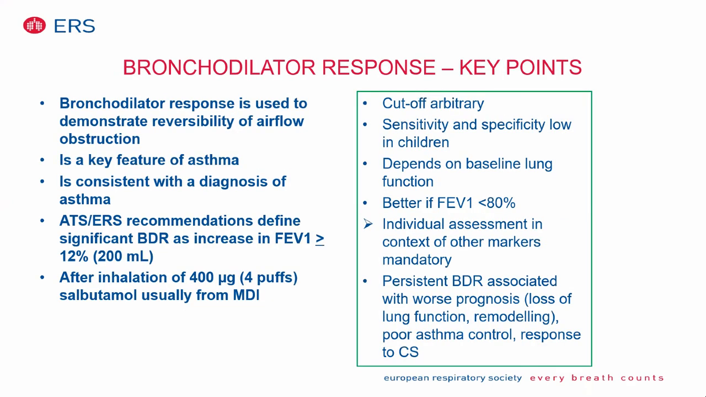Just a few key points for the bronchodilator response. Bronchodilator response is used to demonstrate reversibility of airflow obstruction. It is a key feature of asthma, and if you have bronchodilator response, it supports the diagnosis of asthma. Official recommendations set a cutoff at 12% or 200 mL, and you assess this response after inhalation of 4 puffs of salbutamol. But in children, the sensitivity and specificity of these guideline recommendations are very low, and it depends on baseline lung function. It is better if you have a low baseline lung function, and you have to remember this when you interpret.